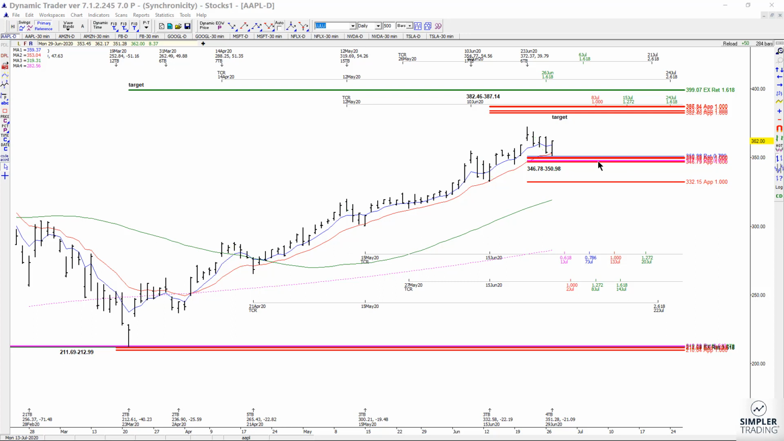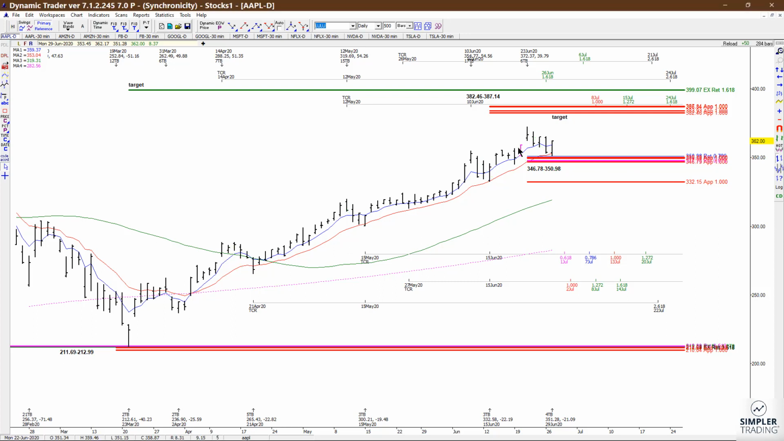Okay, now we didn't have a perfect hit of support. 351.28 was the actual low. The high end of the zone was 350.98, but that is close enough.